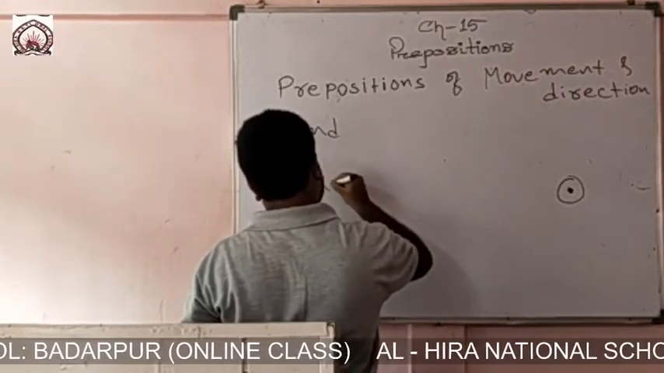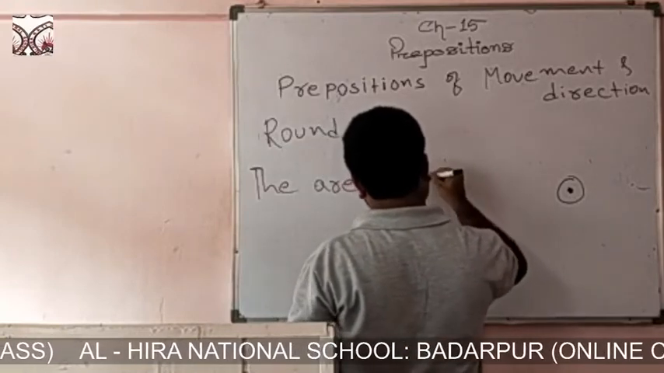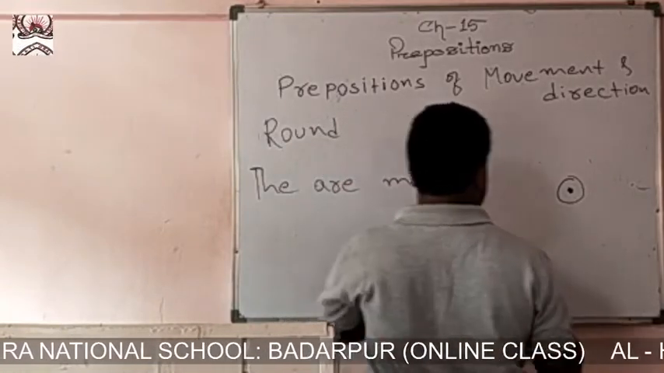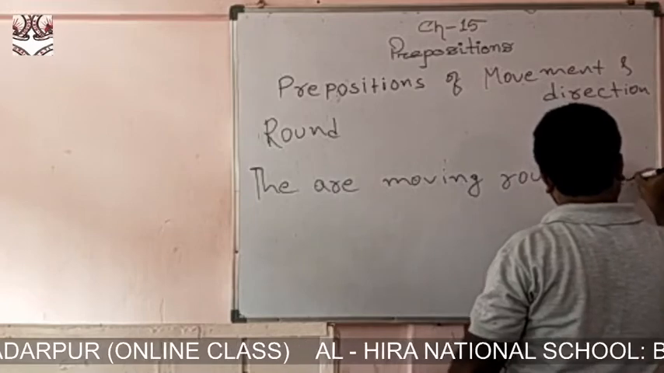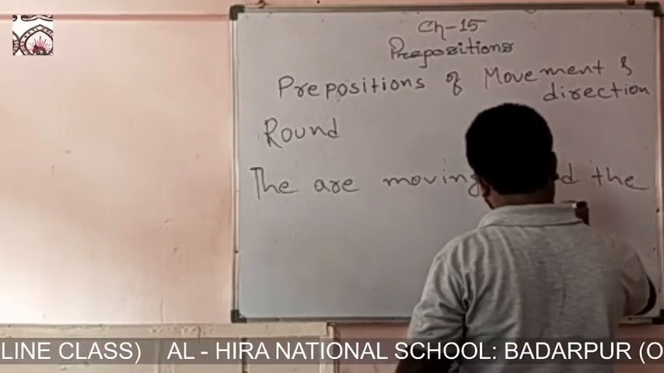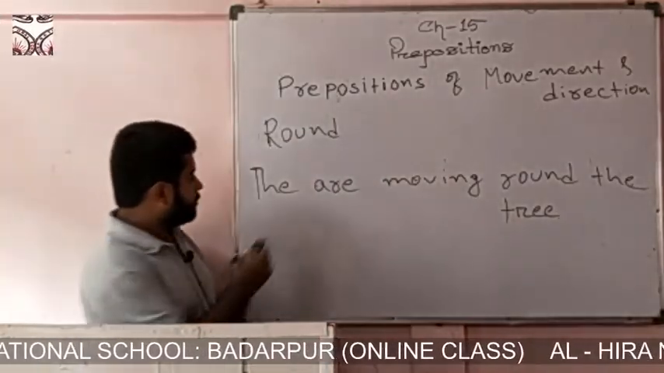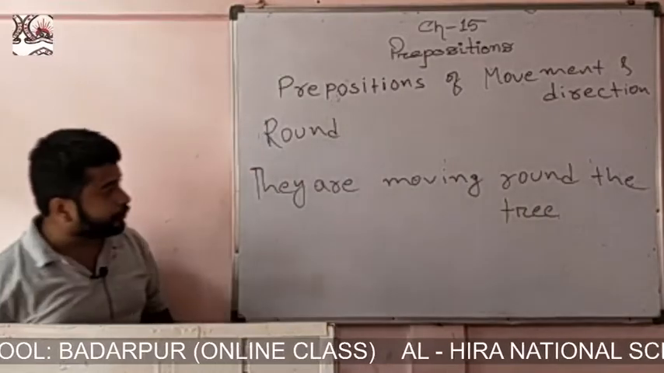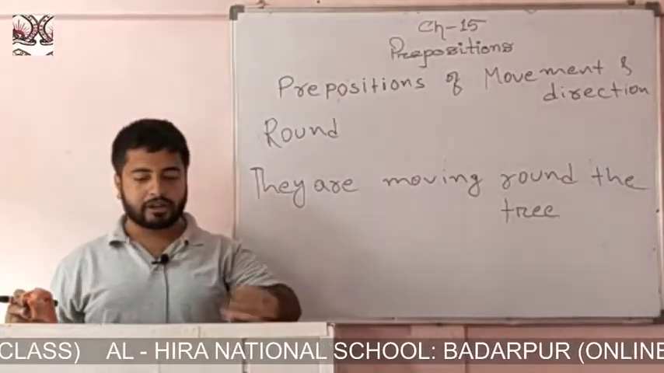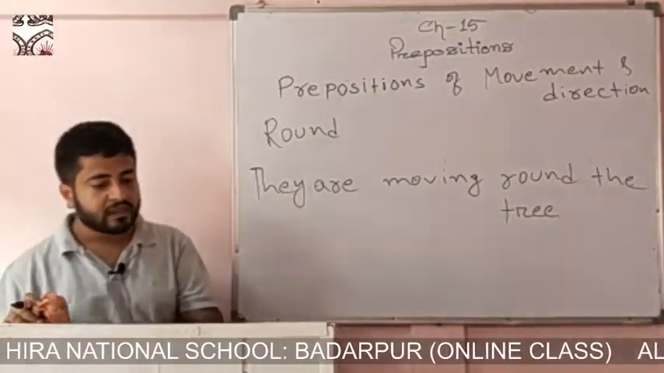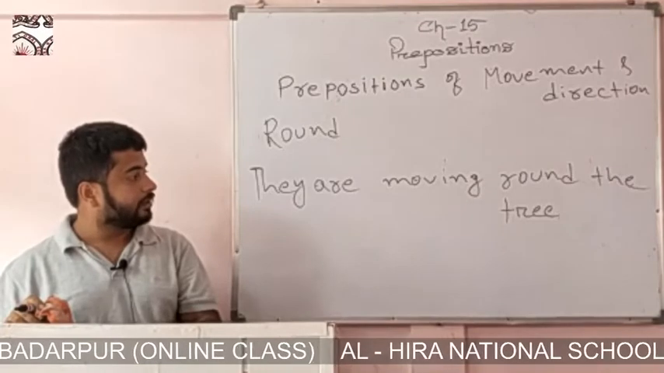They are moving round the tree. They are moving round the tree. I hope you have understood where to use round and around. They are moving round the tree.